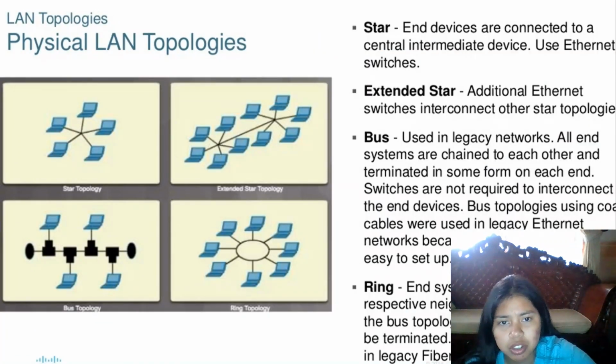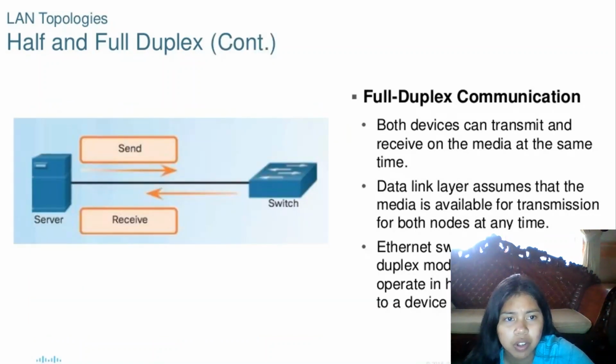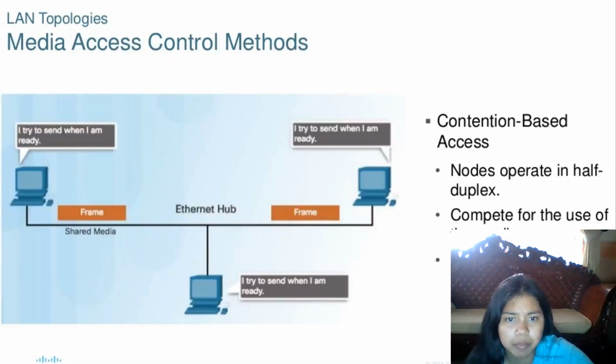Physical LAN topologies: the star topology, extended star topology, bus topology, and ring topology. These are the four examples of physical LAN topologies. Half and full duplex. Half duplex communication: both devices can transmit and receive on the media but cannot do so simultaneously. Full duplex communication: both devices can transmit and receive on the media at the same time.